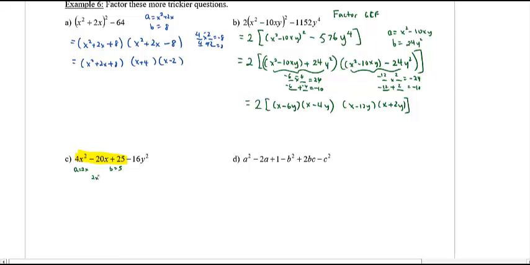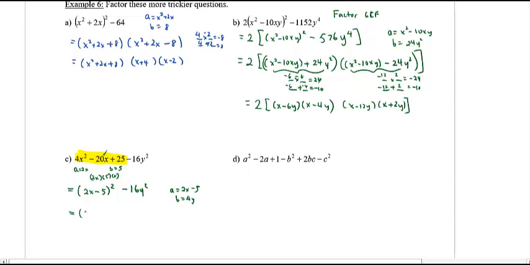Let's just double check the middle term. 2x times 5 times 2. Yes, that's negative 20. So this actually becomes 2x minus 5 all squared. Why did I do that? Because now, can you see how this is a difference of squares? Yeah. Difference of squares where a equals 2x minus 5 and b equals 4y.